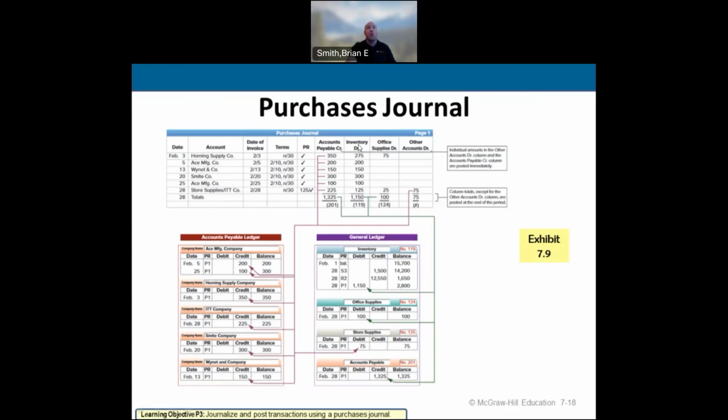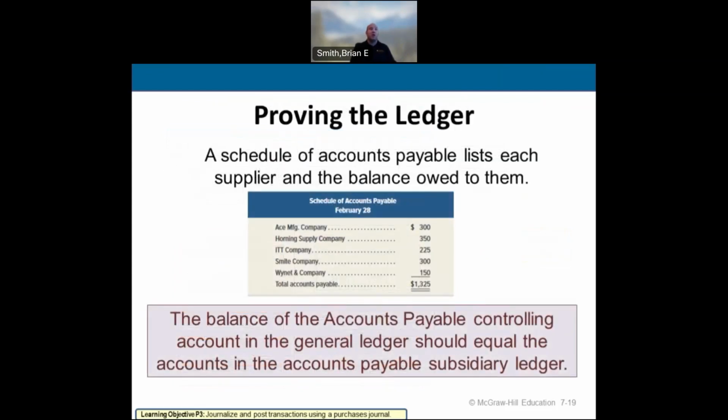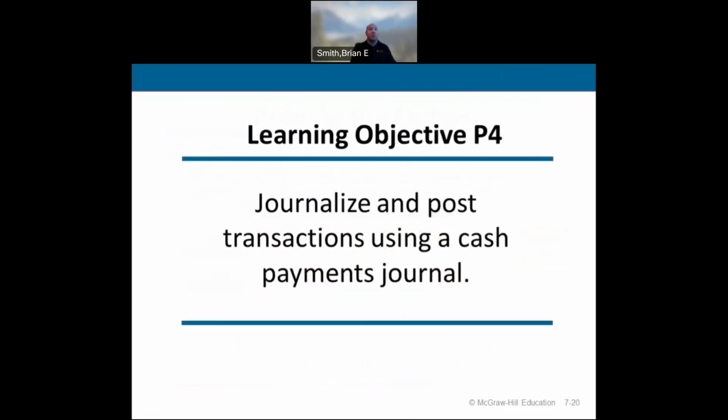Now, what are we buying? We're going to debit our inventory or maybe office supplies or something else. Either way, there it is. Accounts payable, though, is the money going to each one of their subsidiary accounts, showing that we owe them that amount. That's really all this is doing, munching together, proving the ledger again. Yeah, we proved it. Good job.